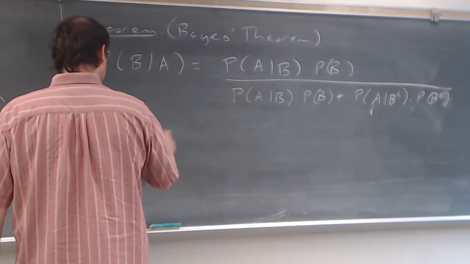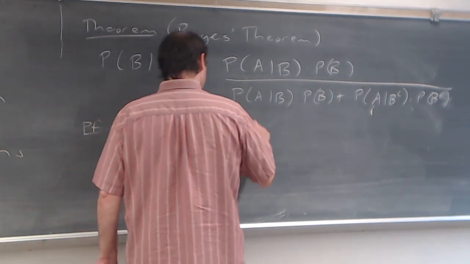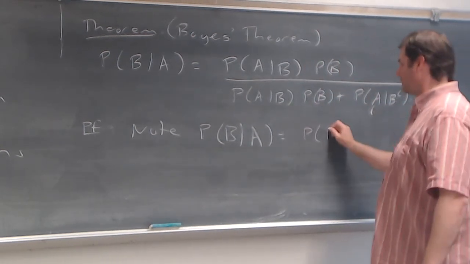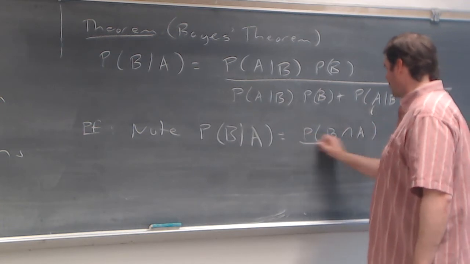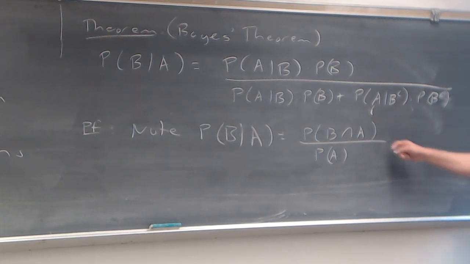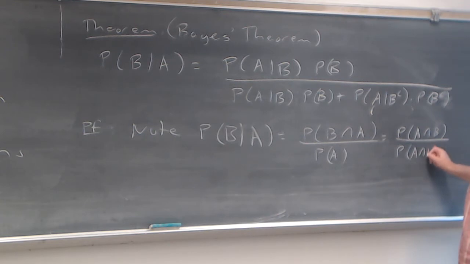So here, we'll start with the left-hand side, that the probability of B given A is equal to, well, by definition of conditional probability, the probability of B intersect A over the probability of A. Now, B intersect A is the same thing as A intersect B. I'll just write it down that way. Over the probability of A. Now, A is the same thing as A intersect B union A intersect B complement.